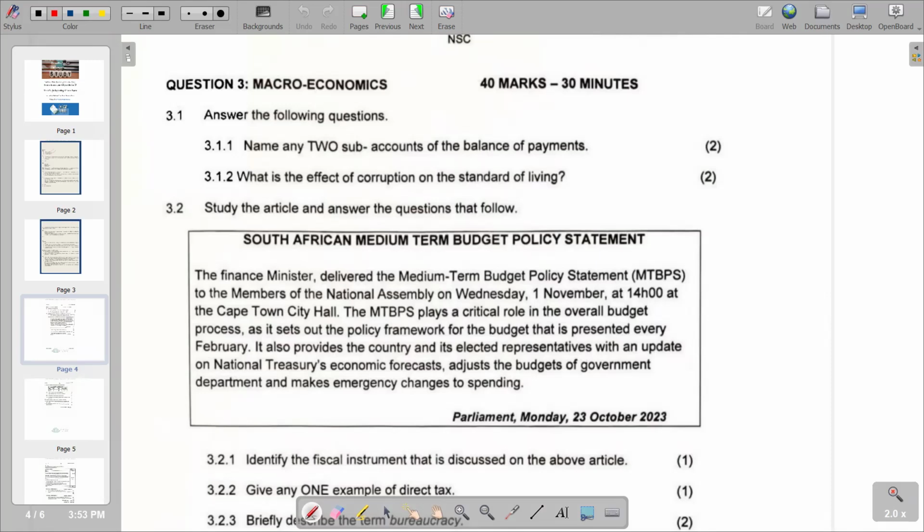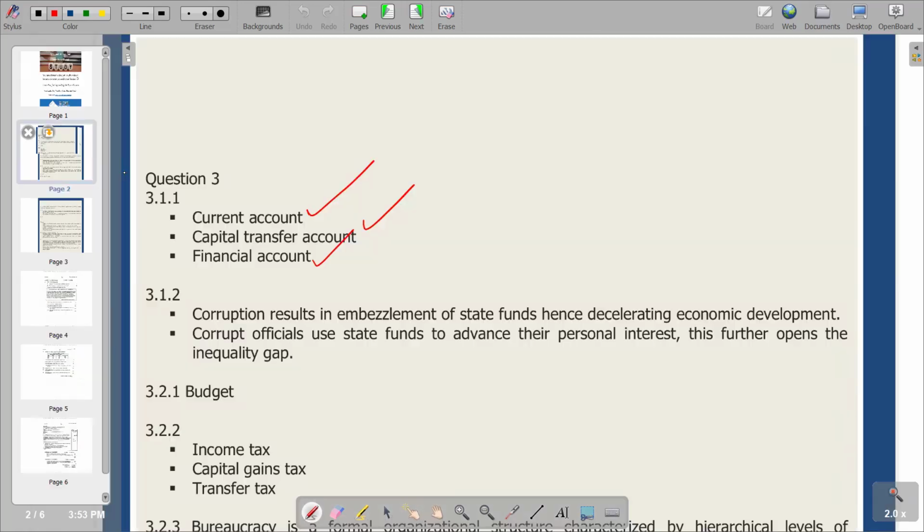So what effect does it have on the standard of living? Obviously, that's the same corruption that is going to lead to leakages in terms of revenue collection, the revenue that is supposed to be used by the government to uplift the less privileged. So obviously, it's going to worsen the situation. We have the effects in our other section, whereby we are saying corruption results in embezzlement of state funds, hence decelerating economic development. That's the first point. And then corrupt officials use state funds to advance their personal interests. This further widens the inequality gap. So remember, we were saying revenue collected is the one that is redistributed so that the gap between the rich and the poor is closed. So when there's corruption, it is going to cause leakages in revenue collection, so less revenue is going to be available to close that gap.